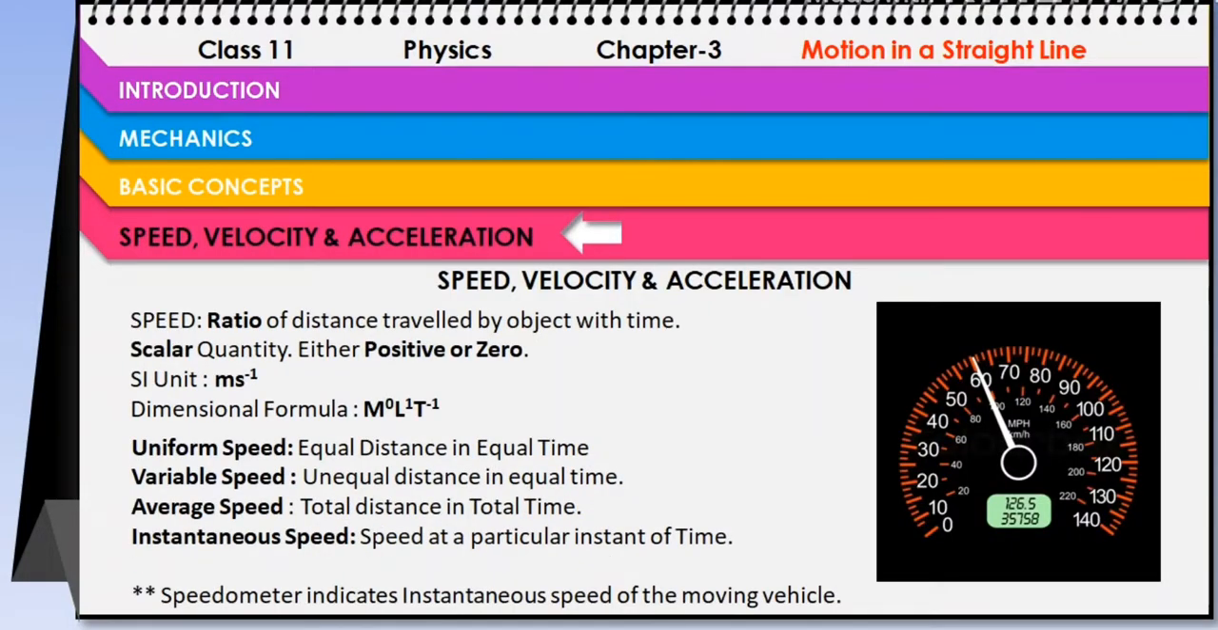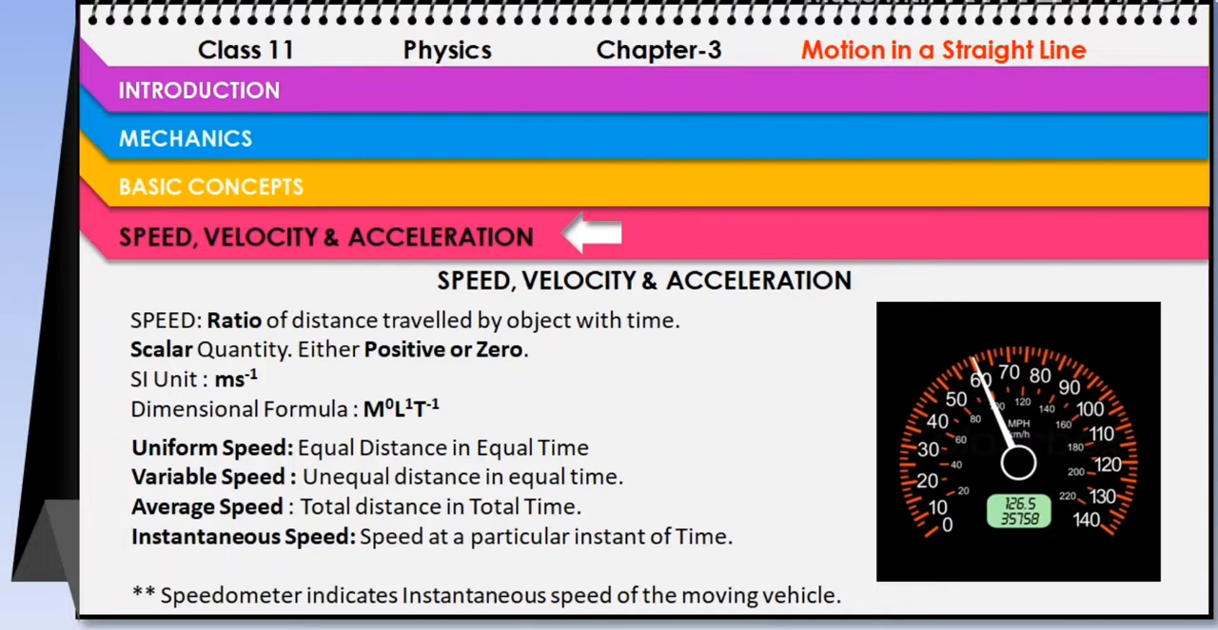Now let us talk about speed, velocity and acceleration. What we will do, we will see the definition, the characteristics, the SI unit, that is standard unit, the dimensional formula, and then the types.